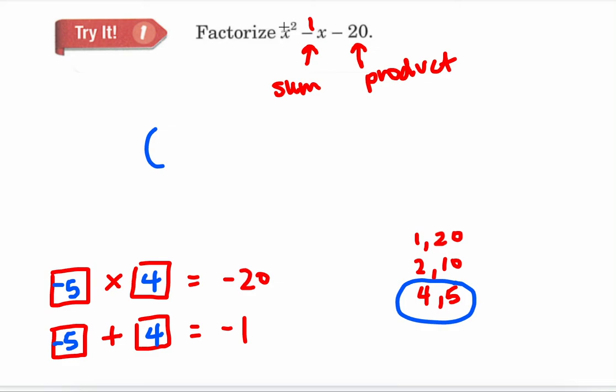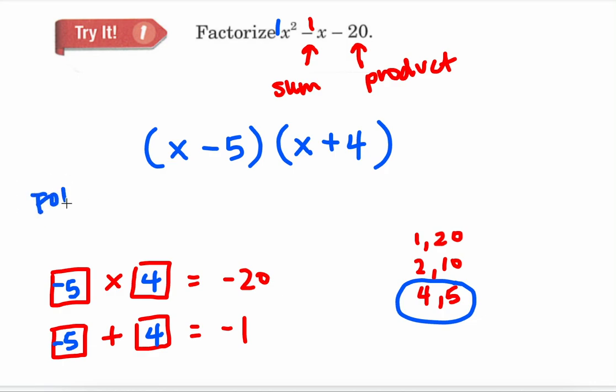And remember, since there is a coefficient of 1 in front of the x squared, I just have a normal x in the front. And then I'm going to put in my numbers. So I have a minus 5, or negative 5, and I have a positive 4, so that becomes a plus 4. So this should be my answer, but let me just double check by using FOIL.